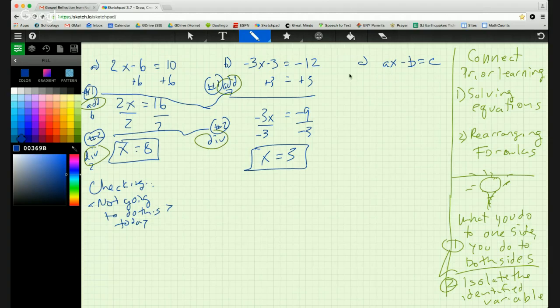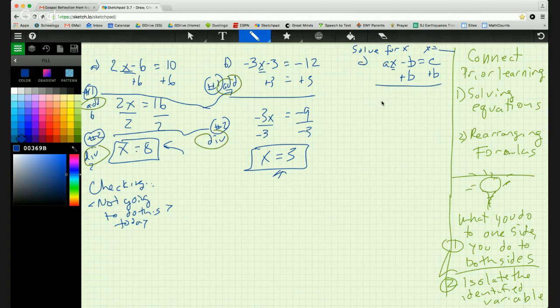So here on C, the whole idea, and we could solve for any other variable, but right here we solve for x. The idea is that we want x equals what? Well, we're not going to get an exact numeric answer. Here we got numeric answers. Here we're going to get something different, but we're going to do it the same way. We're going to add something to both sides. We're going to isolate this x. We want the x by itself. So we're going to add b to both sides.